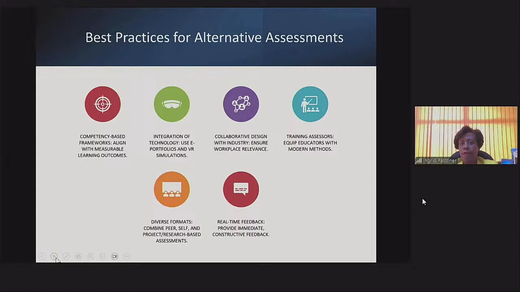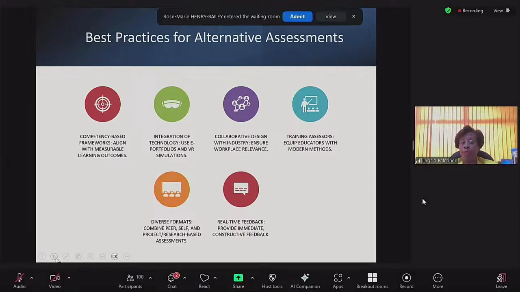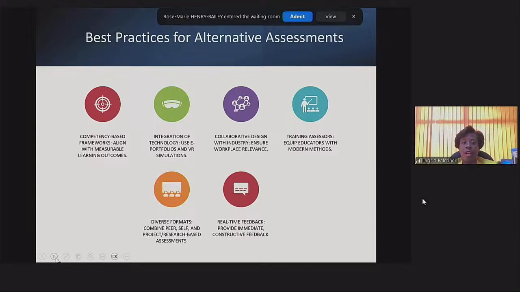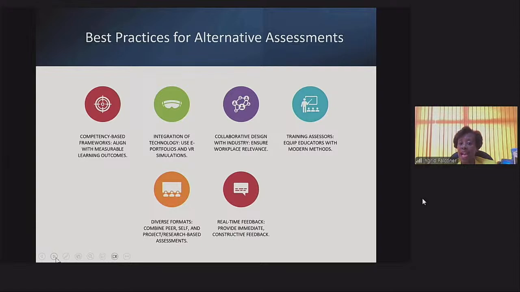Best practices for alternative assessments. We have a competency-based framework aligned with measurable learning outcomes. We have the integration of technology, using e-portfolios and virtual reality simulation. We can look at collaborative design with industry to ensure workplace relevance, training assessors, and equipping educators with modern methods of assessment.